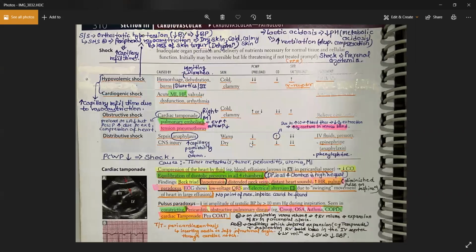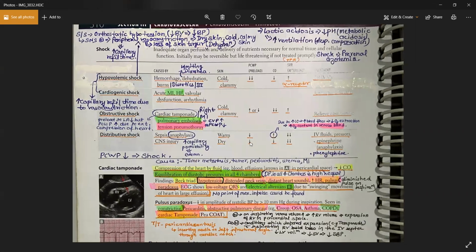Okay, what about the PCWP? It would be decreased. What about the cardiac output? In case of sepsis, in case of anaphylaxis, the cardiac output is increasing. And what about the afterload or the systemic vascular resistance? It would be decreasing. The treatment includes the IV fluids, of course. If it is a case of anaphylaxis, you will give the patient epinephrine. If it is a case of sepsis, you will give the patient phenylephrine.